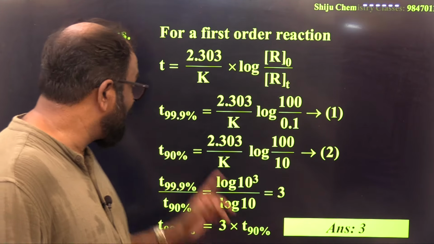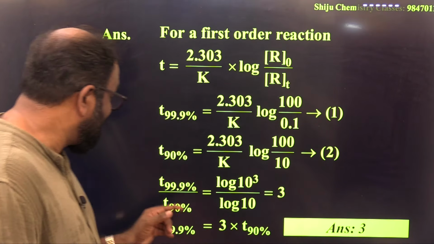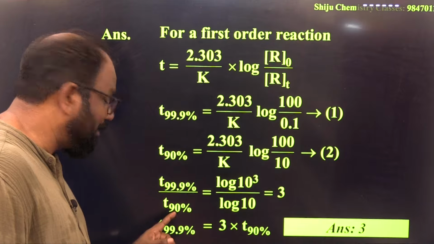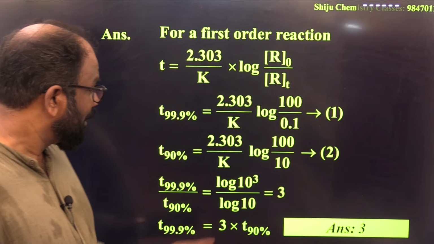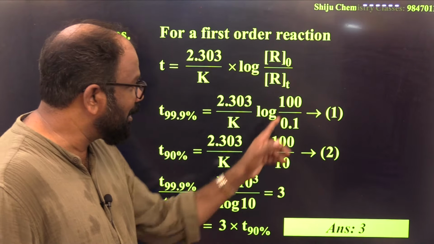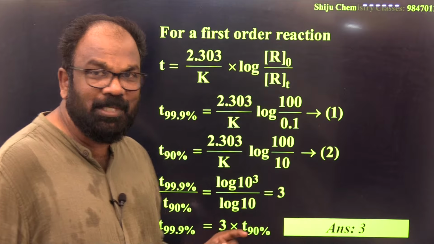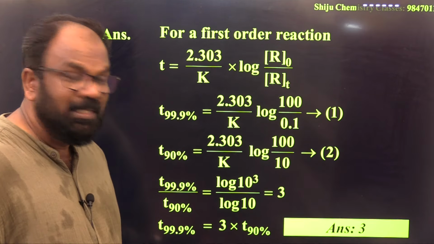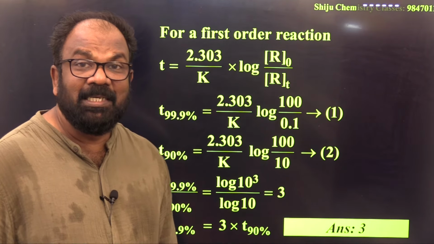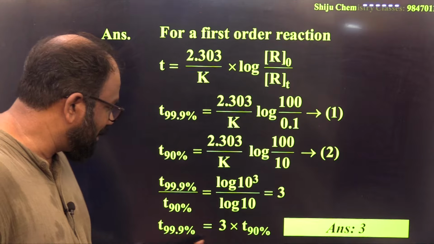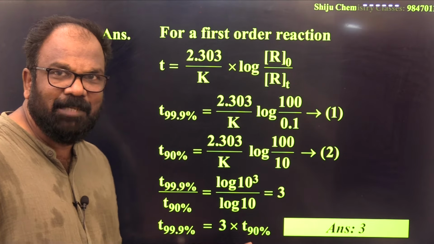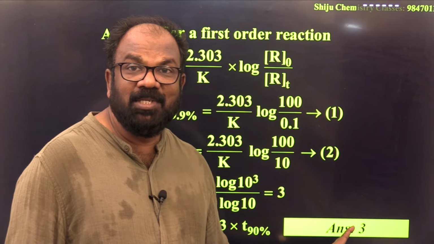Dividing equation number 1 by 2, that is t 99.9% divided by t 90% is equal to log of 10 raised to 3, that is 100 divided by 0.1 is 10 raised to 3, divided by log 10. This is equal to 3. That is, t 99.9% is equal to 3 times t 90%. So here the answer is 3.